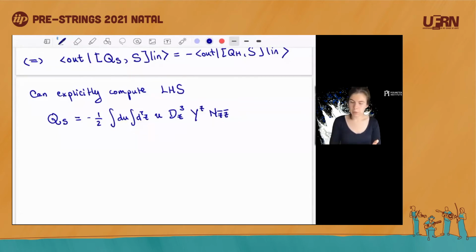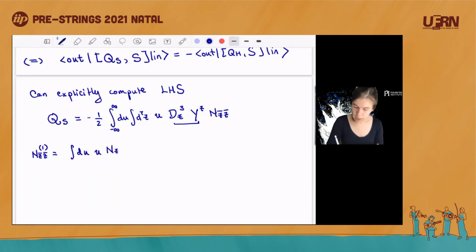Now insert it into the S matrix. The important point here is that this is an integral from minus infinity to infinity over du of u and zz integrated over the sphere with some weight function. But the crucial thing is that we can break down this formula into two parts, and one of them we can define to be n z bar 1 as the integral over du of u n z bar. And I'm going to now argue that this is a subleading soft graviton.